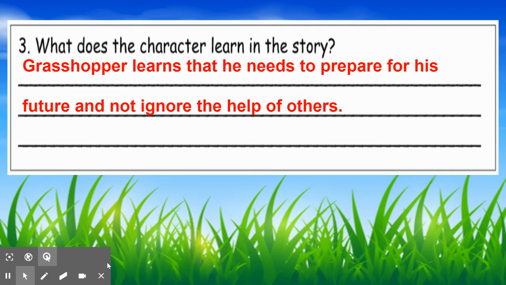So, what does the character learn in the story? Well, Grasshopper learns that he needs to prepare for his future and not ignore the help from others. So he realized for the next winter that during the summer and spring and fall, he needs to store up food. That way he won't go hungry. So he needs to prepare for his future. And then also when other people are giving you help, listen to them.